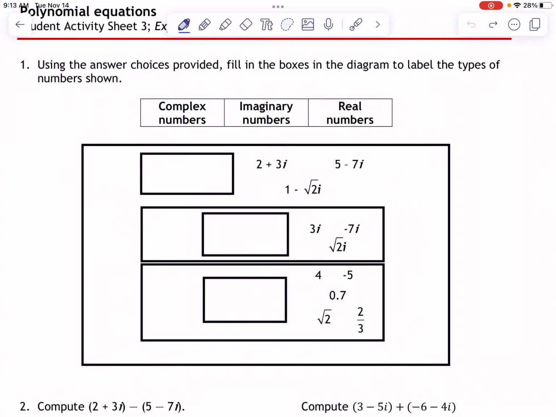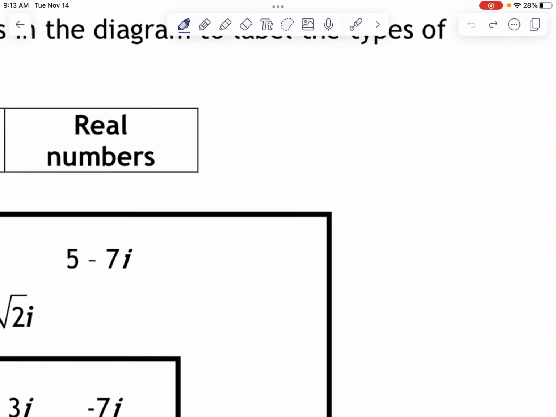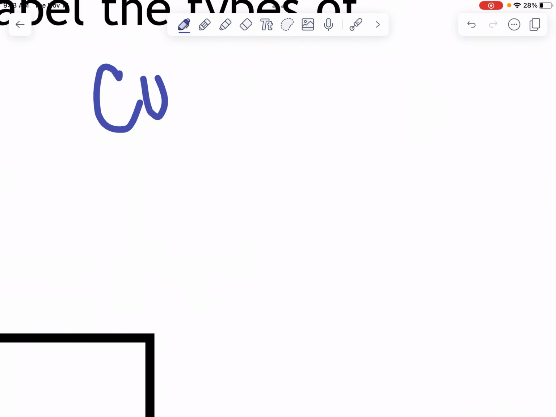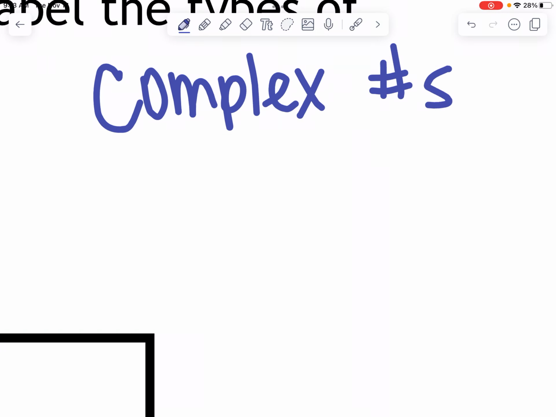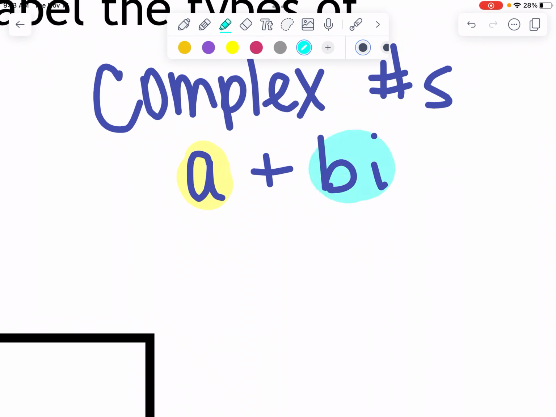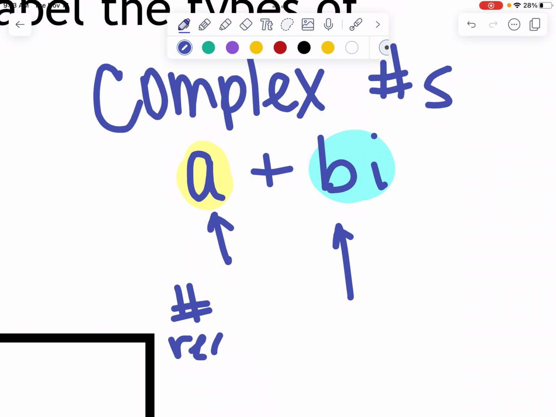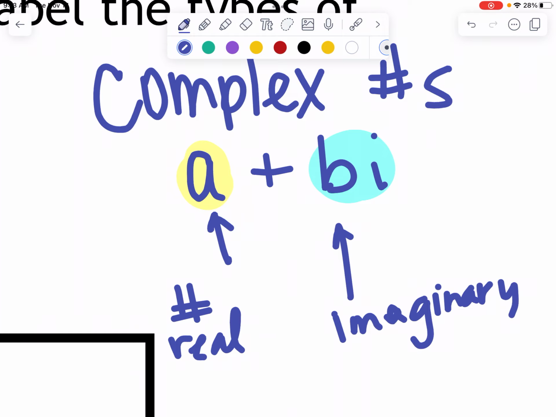If you remember, during our last class, we talked about complex numbers. So complex numbers, remember, are in the form of a plus bi. Okay? So when we have something like this, we have two different parts to our expression. The first part is a number that is going to be real, and the second part is going to be imaginary. And you know it's imaginary because there's an i hanging out at the back of it.